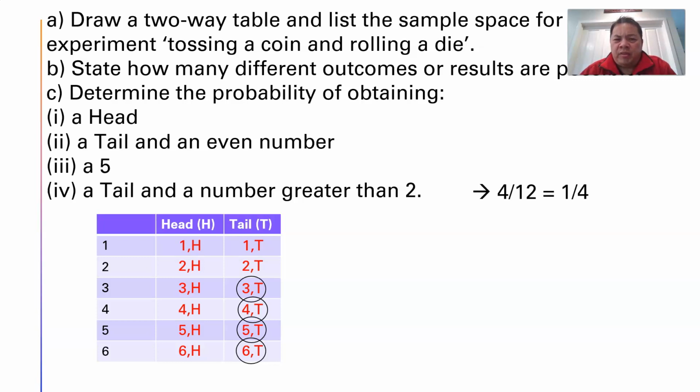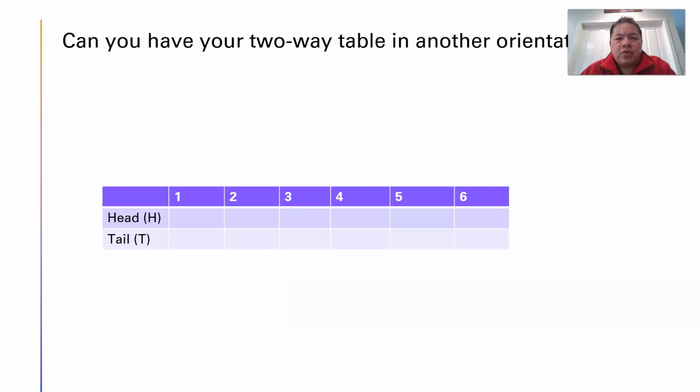I hope you are able to grasp a better understanding of the two-way table. I'll give another example from the textbook. Before I go on to the second example, some of you might be asking, can we have the table in another orientation?